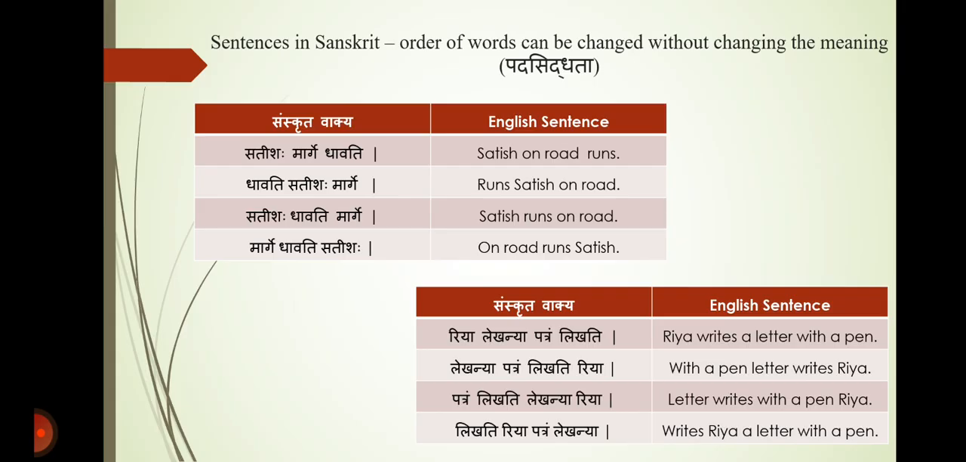Who runs? Satish runs. Where runs? Marge runs. So there are only three words. Satishaha marge dhavati. Now, every word is associated with all the properties that are required to be held by that word when it is used in the sentence.